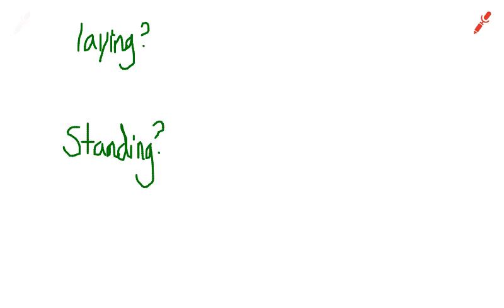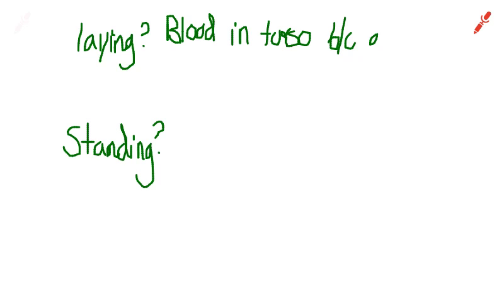Now, if you're laying down, what happens is the majority of your blood, because of gravity, is in your torso. So blood pools in your torso because of gravity. You can think about that: if you're laying down, you don't have gravity pushing blood to your legs. So gravity is pushing the blood into your torso, or it's pooling in your torso region.